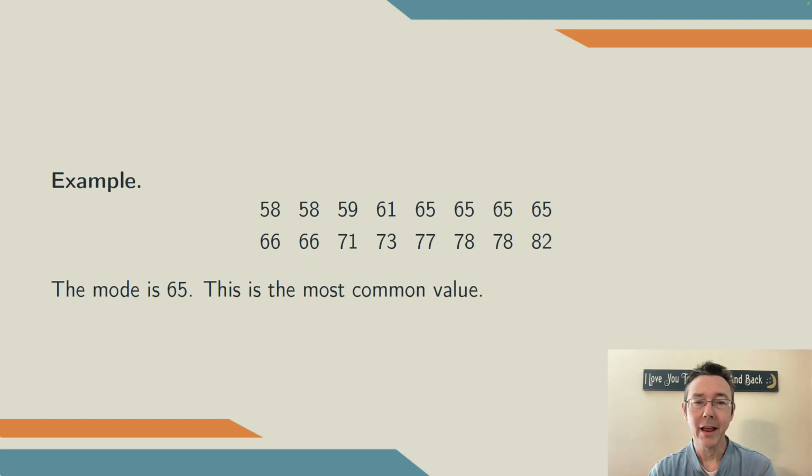Using that same data, here the mode is 65, it's the most common value. Now, in this case, that happens to be kind of near the middle of the data set. That's often the case, but it doesn't have to be. You could easily imagine a situation where instead of having 4 65s, we have 4 58s.